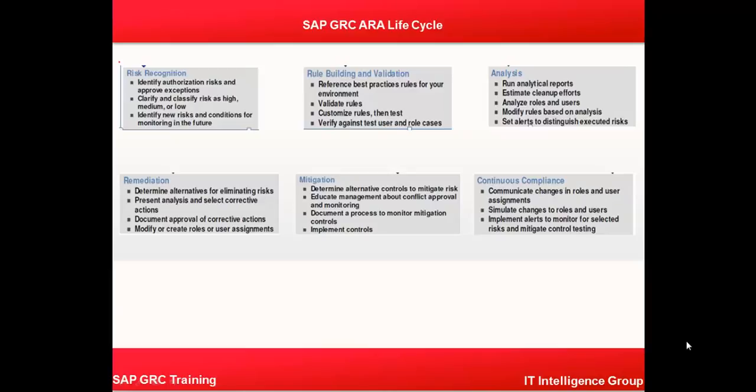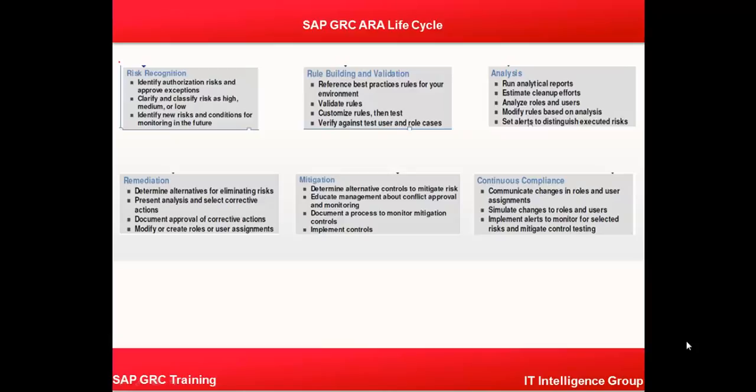Once we become compliant, we need to have a continuous monitoring process in place so that new risks are not introduced into the environment, either through new role creation, modification of roles, or assignment of new roles to the users, so that new or existing users, when new roles are added to them, don't bring in SOD violations. So just take note that these are the 6 major steps for GRC's access control.